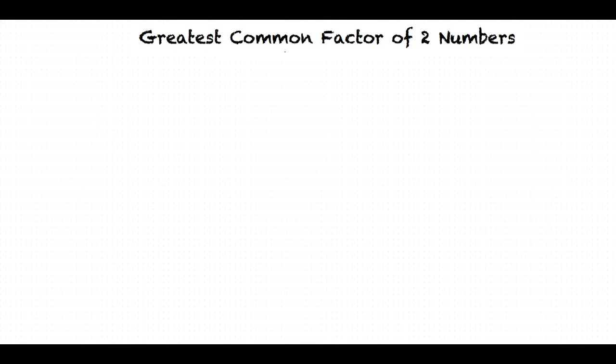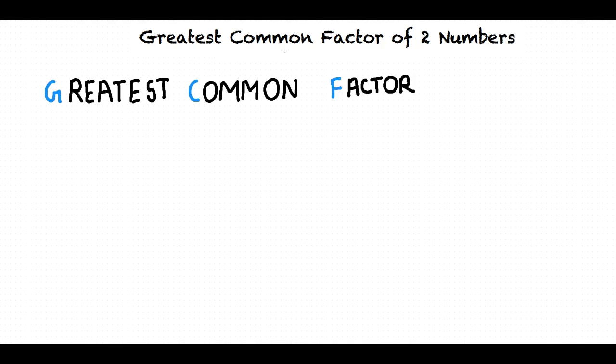This video will cover the topic greatest common factor of two numbers. What does the term GCF mean? The greatest common factor, GCF, of two non-zero integers is the largest positive integer that is a divisor of both the numbers. We will follow three steps to determine the GCF of two numbers.